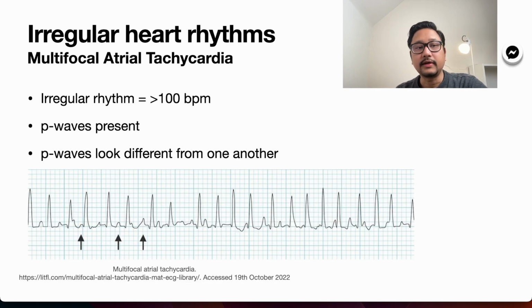In contrast, multifocal atrial tachycardia is quite similar to wandering pacemaker, except that the heart rate is faster, at more than 100 beats per minute. There are P waves, but the P waves look different. You usually see them in patients who are chronic smokers.